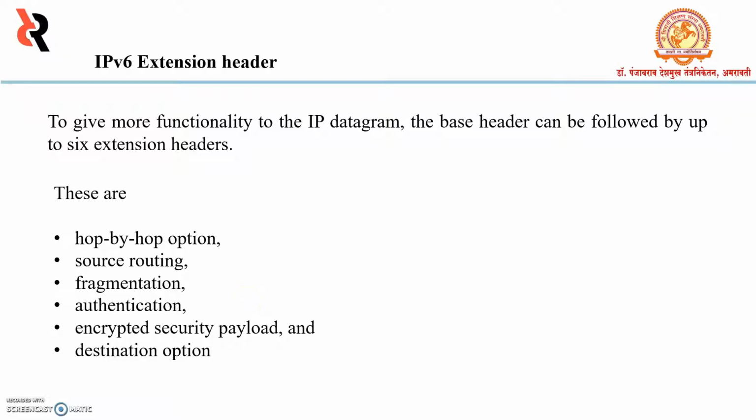Dear students, let us see the last topic of this second unit, IP version 6 extension header. IP version 6 options are placed in separate extension headers, as we have seen in an earlier topic. These extension headers are located between the IPv6 header and the transport layer header in a packet.